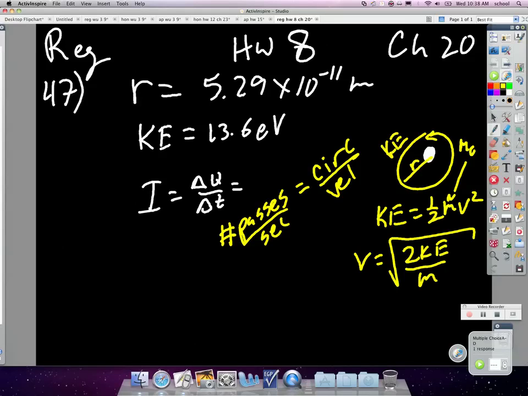Now the question here is, what is an electron volt? Well, in your book, somewhere, it says what an electron volt is. Where is this? Yeah, there it is. An electron volt is 1.6 times 10 to the minus 19 joules.